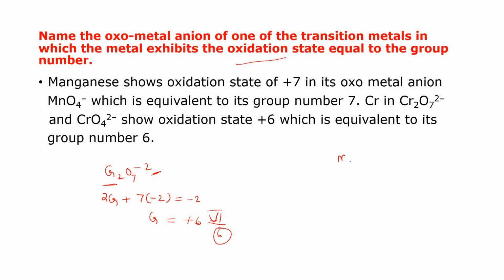Next, we'll take manganese, MnO4-. What is the oxidation state of manganese? Manganese +7. Each oxygen carries -2. The overall charge is -1. Now manganese exhibits +7. Which group is it? 7th group here. So these oxidation states are completed.